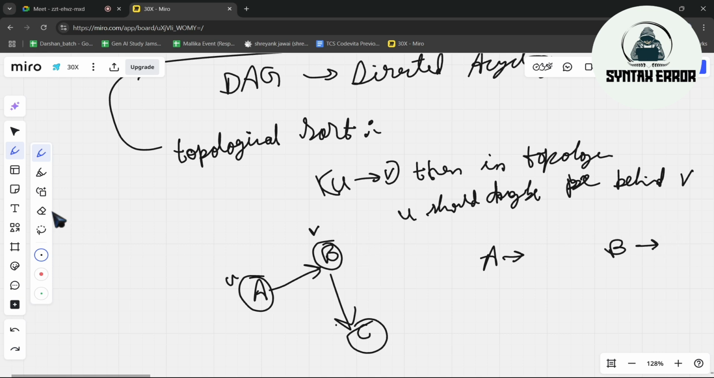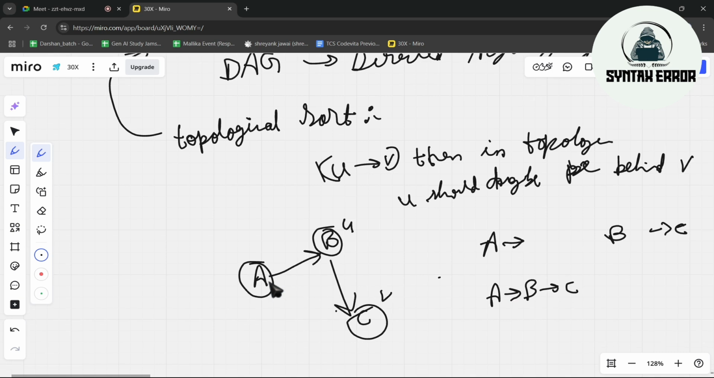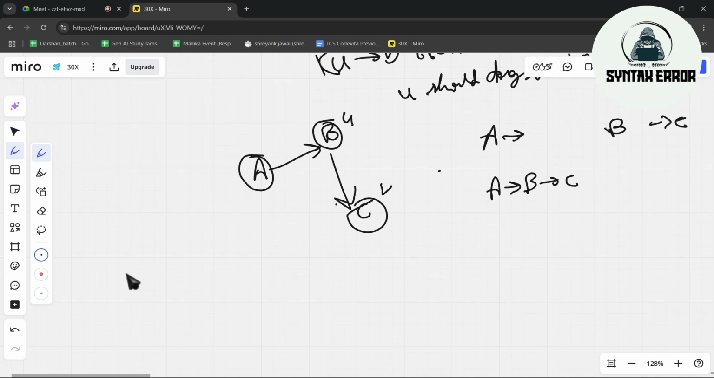So for this, what we can write: A should always be behind B. Then we will change our U and V. Now let's say this is U, this is V. So B should always be behind C. Again, we will change our U and V. We don't have any more U and V. So basically, this is our topological sort: A, then B, then C. Let's see one more example.